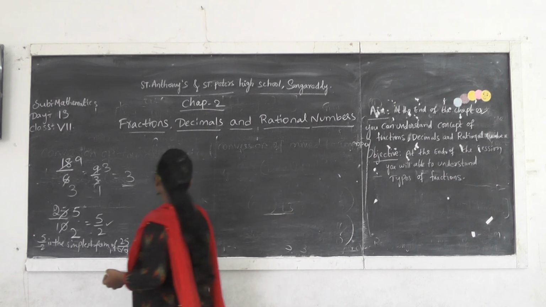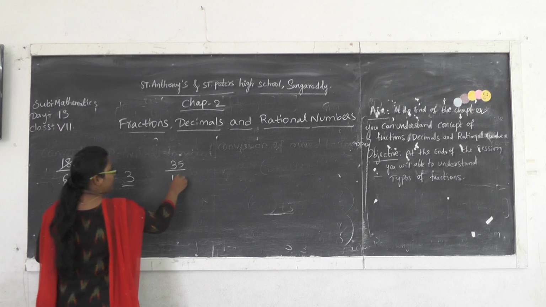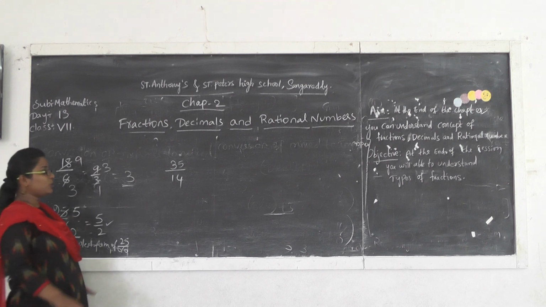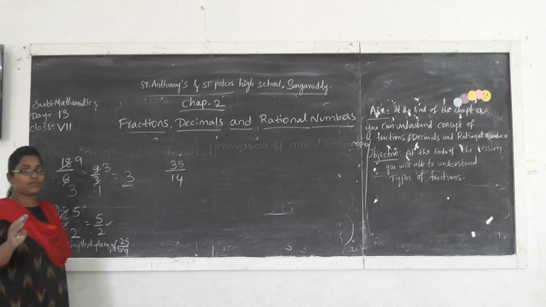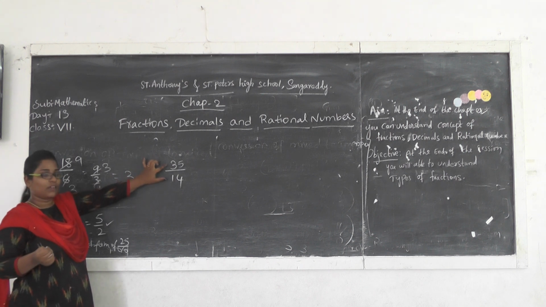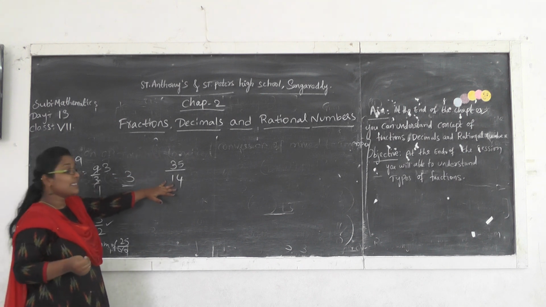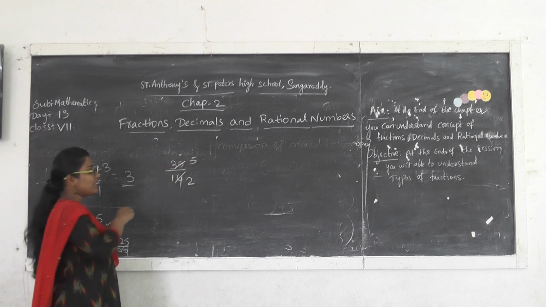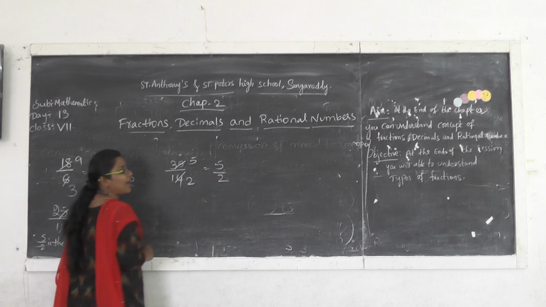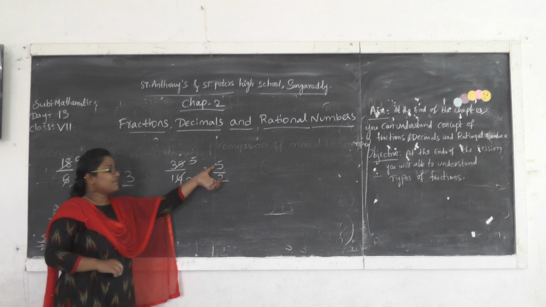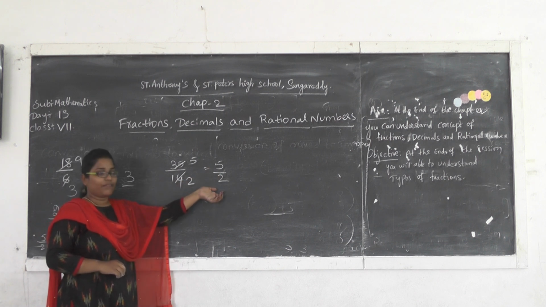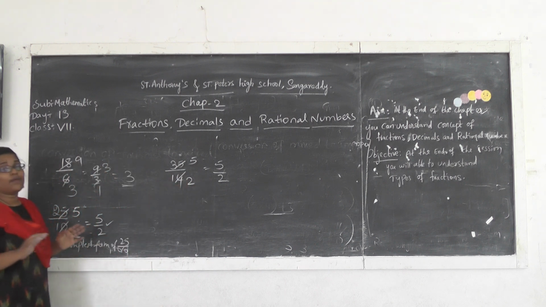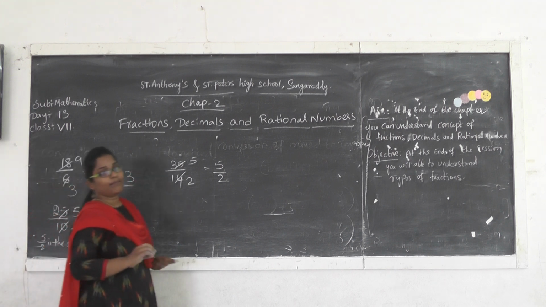Let me take one more example. 35 by 14. Do 35 and 14 have any common factors other than 1? In the 2 table, only 14 is possible, 35 is not. When we take 5, 5 is a factor of 35 but not 14. So next is 7. 7 twos are 14, 7 fives are 35. Now here also we got 5 and 2. These are co-prime numbers, they do not have any common factors. So 5 by 2 is the simplest form of 35 by 14. In this way we convert fractions into simplest form.